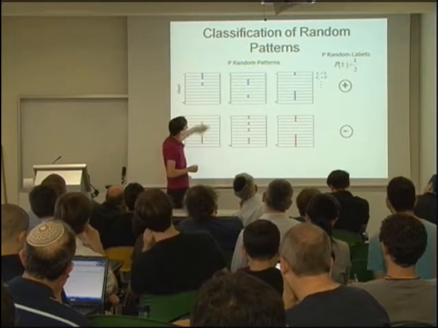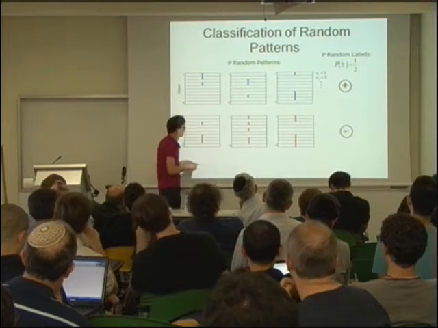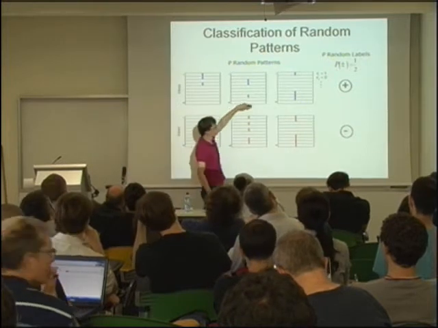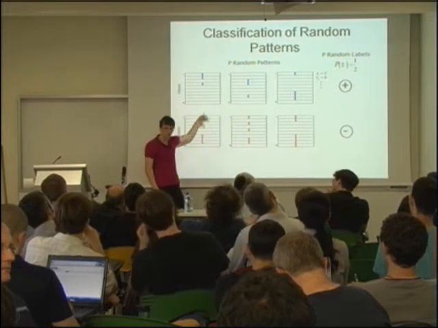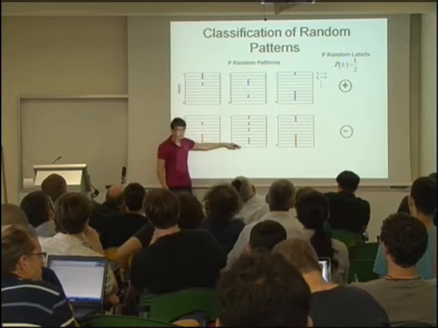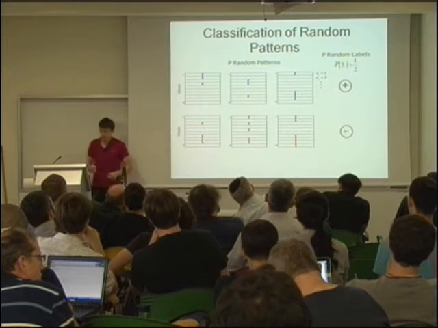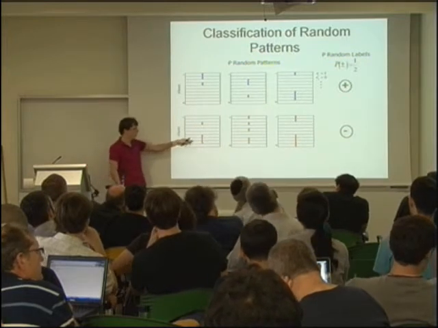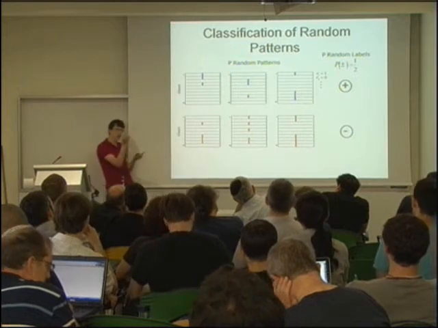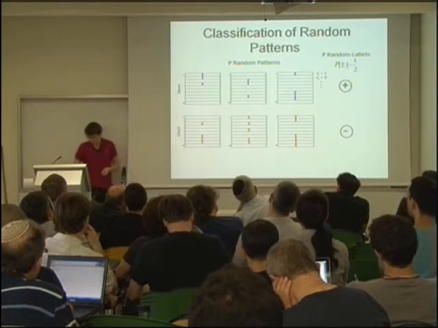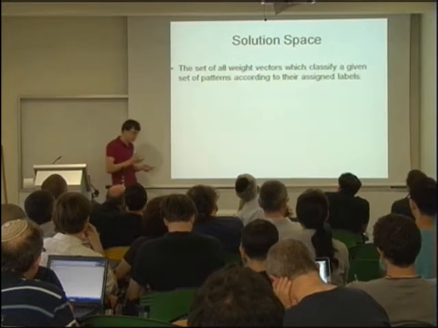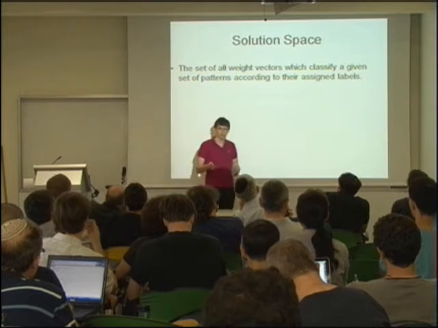And we divide these patterns into two classes. For the first group, we call it class patterns, and the output of the perceptron should be +1 when presented with these patterns. And for the second group, the output of the perceptron should be -1 when presented with a pattern from this group. Our task is to find a weight vector of the perceptron that classifies the patterns according to the desired labels. And we call this weight vector a solution.